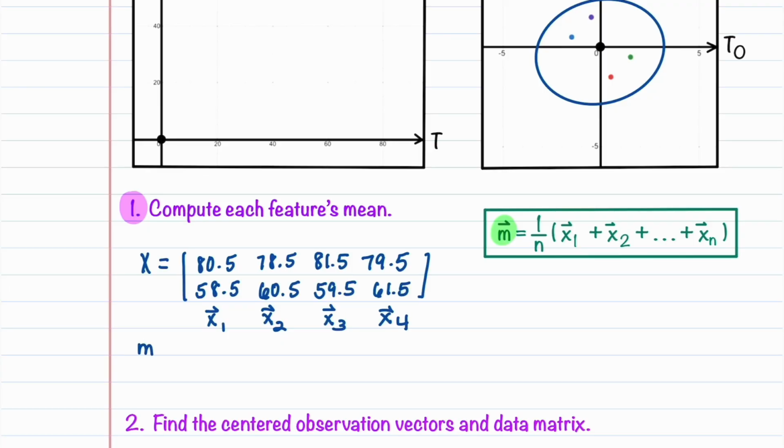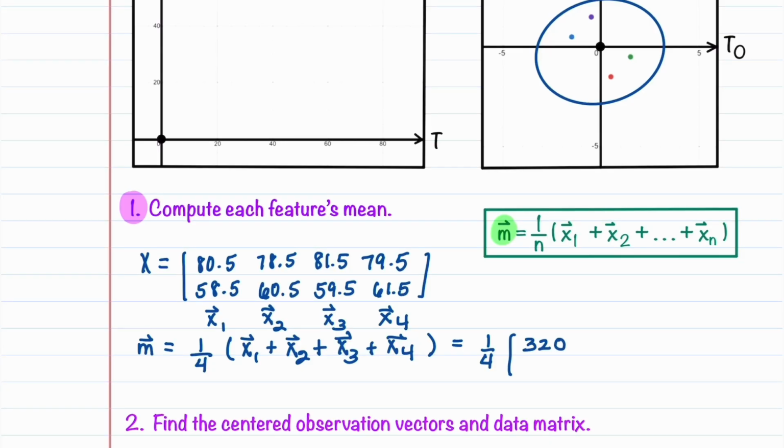Our mean is equal to 1 divided by 4 because we have 4 vectors. And then we're just going to add up x1 plus x2 plus x3 plus x4. This gives us 1/4. And if we add up all the entries in our first row, we get 320. And then all the entries in the second row add up to be 240. So our mean is equal to 80 and 60. So that just means the mean temperature is 80 degrees and the mean humidity is 60%.